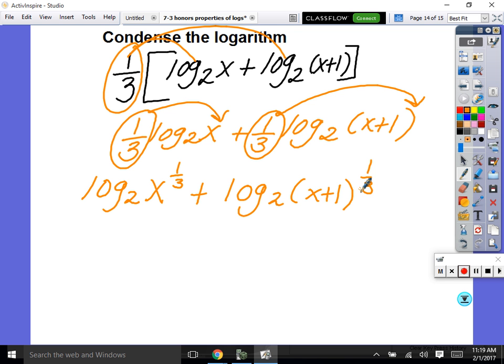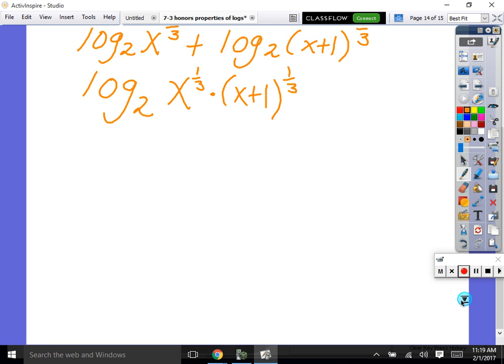Now from here, when you add, you multiply. When you multiply, you add. So this is log base 2 of x to the 1/3 times x plus 1 to the 1/3. Wouldn't it be prettier, since they're both to the 1/3 power, to say log to the base 2 of x times x plus 1, to the 1/3 power? Okay, that would be the final way of writing it. Just make sure you write your answer in the most pretty form possible.